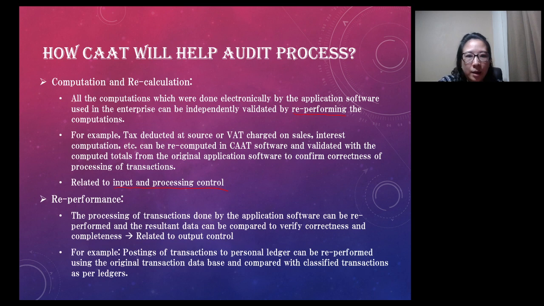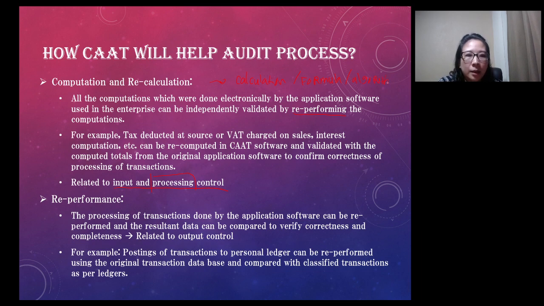And then the second one is the reperformance. The reperformance here means the CAAT tools are used to reperform again. It is actually similar to the first one, computation, but in the computation and calculation, the main point is about the calculation or the processing. So it checks more on the calculation, the formula, or the algorithm.